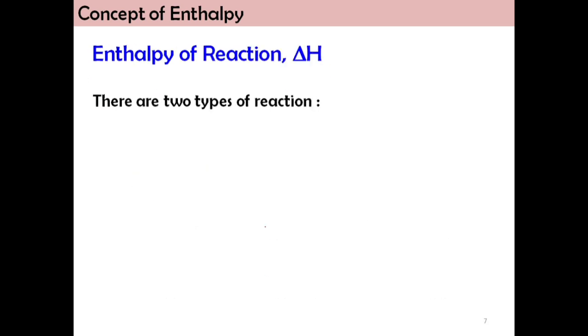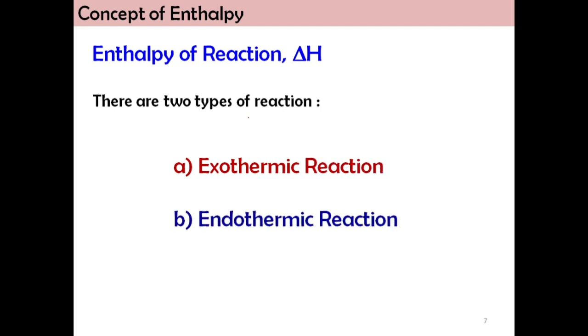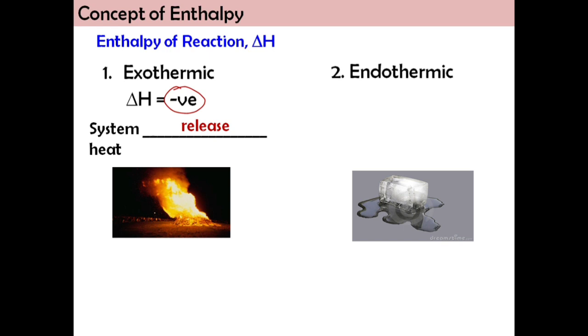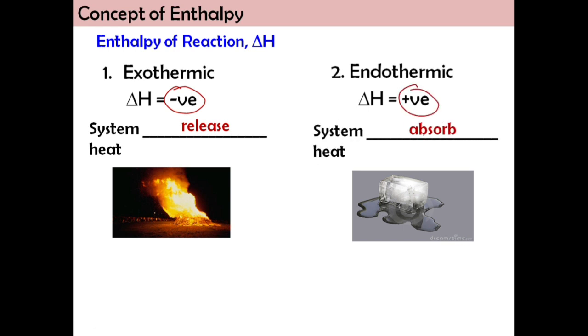So next, the enthalpy of reactions has two types, which are exothermic and endothermic. So saya rasa semua orang tahu exo macam mana, endo macam mana. Exothermic, the delta H is negative. Kenapa boleh negatif? Kerana untuk exothermic, system akan release the heat. Jadi haba akan dilepaskan, hence the negative sign. What about endothermic? Delta H is positive. Kenapa positif? Because the system will absorb the heat.